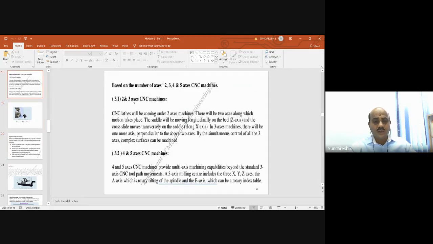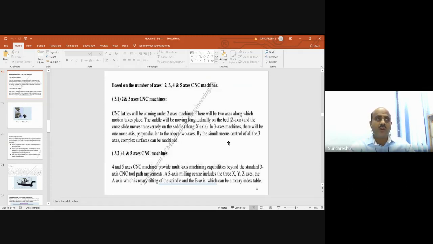Let us take the first type of CNC machine under this classification, which is the 2 and 3 axis CNC machine. The CNC lathe that we are using comes under two axis machines, where you can have the movement of the tool in the X and Y direction. The saddle moves longitudinally on the bed, and the cross slide moves transversely on the saddle along the X axis. Whereas in 3 axis machines, there is one more axis perpendicular to the 2 axes, and by simultaneous control of all the 3 axes, complex surfaces can be machined.